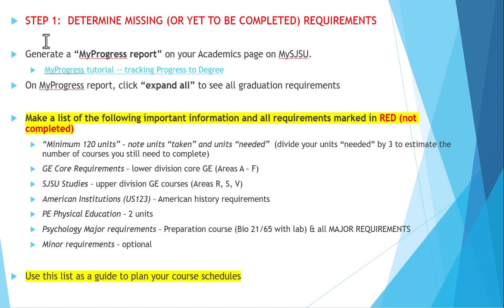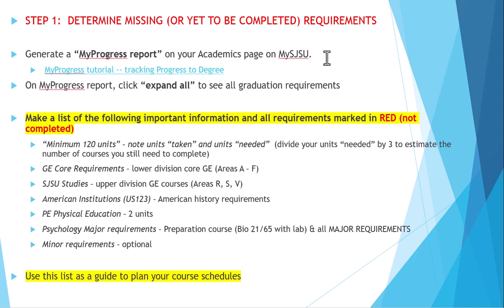All right, the first step is to determine what requirements you are still missing or you still have to complete in order to fulfill graduation requirements. The way to do that is to generate a My Progress report on your academics page on My SJSU.